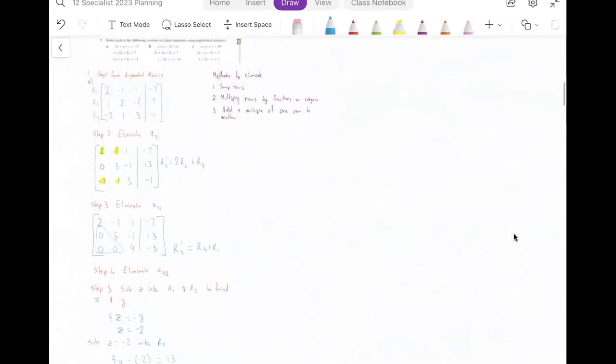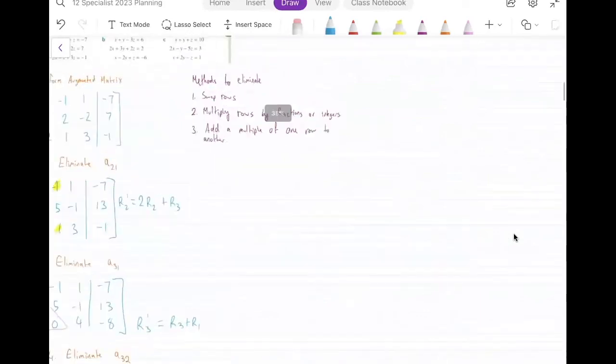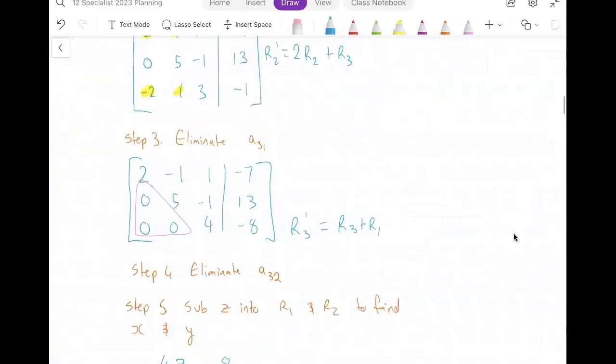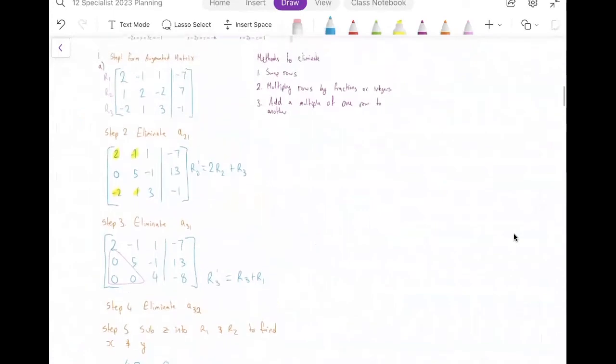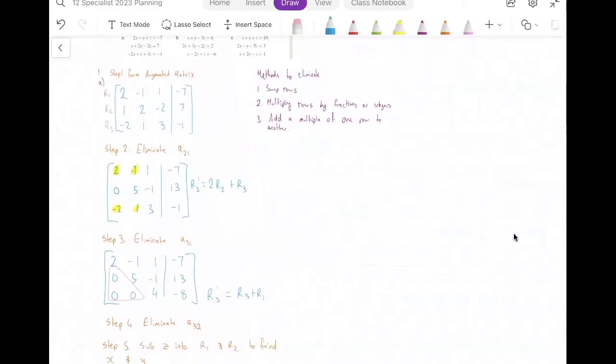Okay, so that's it for our Gaussian elimination. Step 1, form our augmented matrix. Step 2, eliminate A21, eliminate A31, eliminate A32. The ways I can eliminate are swap rows, multiply rows by fractions or integers, add a multiple of one row to another. And you can see I have a few examples of doing that down here. I actually find Gaussian elimination is kind of a fun-ish process as far as math goes. So hopefully it's starting to click a little bit in our minds.